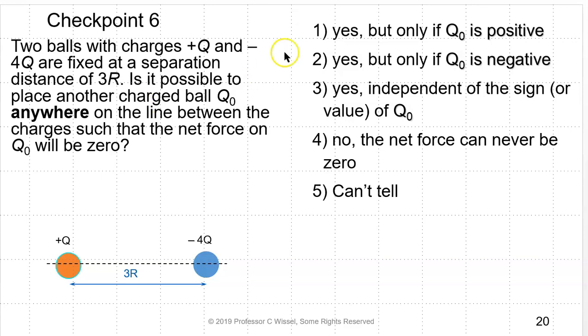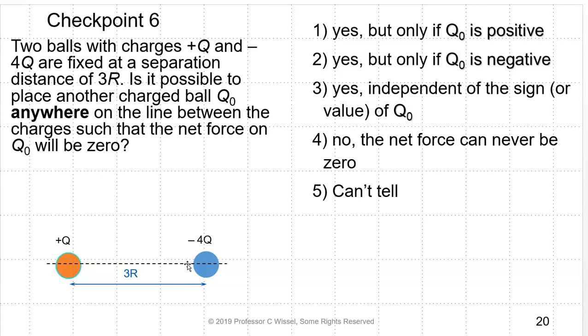So first thing I do is start checking things. I'm going to take a positive charge and stick it here. If I stick a positive charge here, what's it going to do? It's going to run away from this one and go toward that one. They only ask for between the two charges. So no, I can't put a positive charge here.